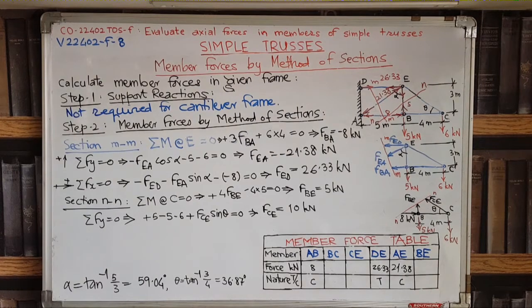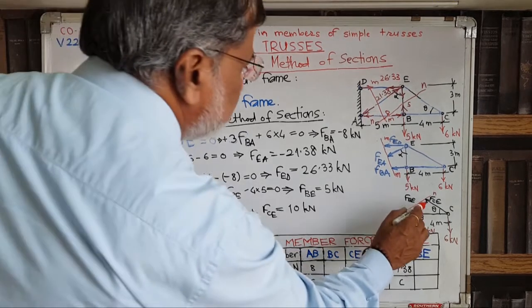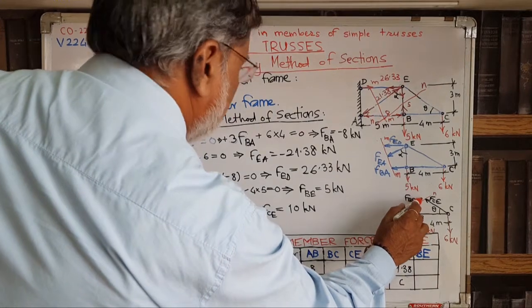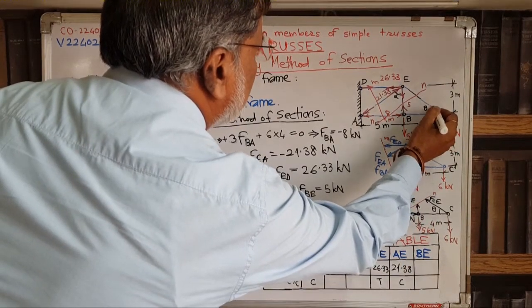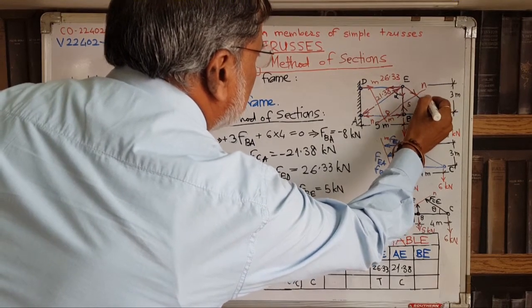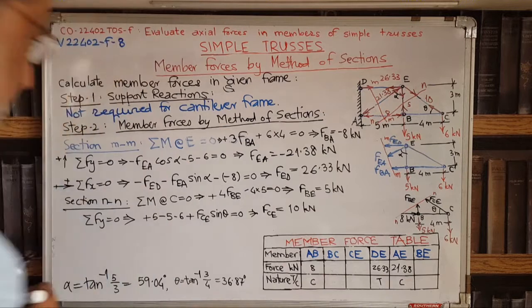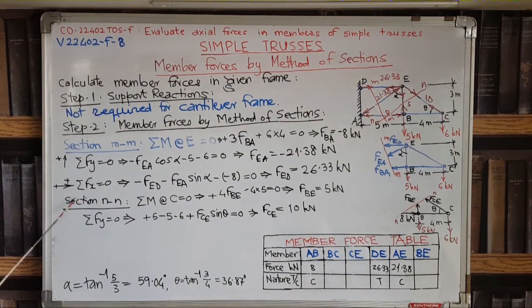10 kilonewton, and its assumed direction is correct, plus 10 kilonewton. So its assumed direction is away from the section. This is FCE. So this direction is correct, so we have to show it here. So FCE is 10 kilonewton. So in this way, by this section NN, we have calculated 2 more unknown forces.